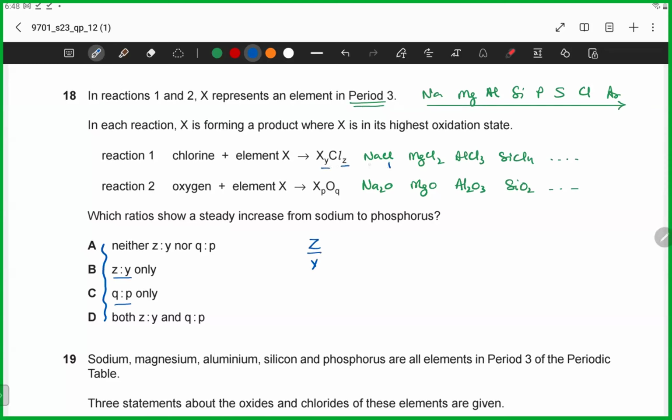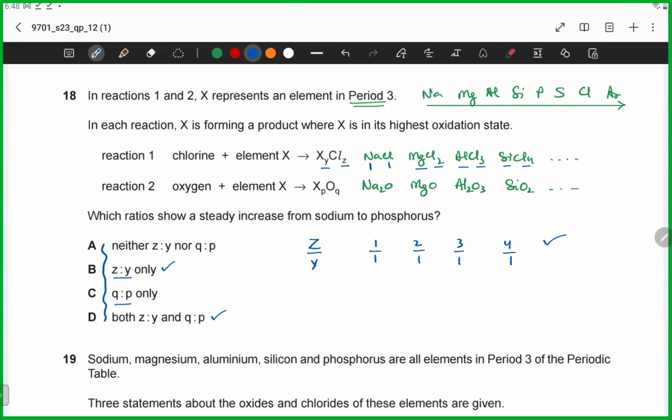ठीक है? तो ये 1 divided by 1 है ना. So the first one is 1 by 1. फिर क्या है? 2 divided by 1. फिर क्या है? 3 divided by 1. And then it's 4 divided by 1, right? So तो इसका मतलब B or it's D because it's increasing. It is increasing. ठीक है? तो ZY हो सकता है. So it's either B or D.